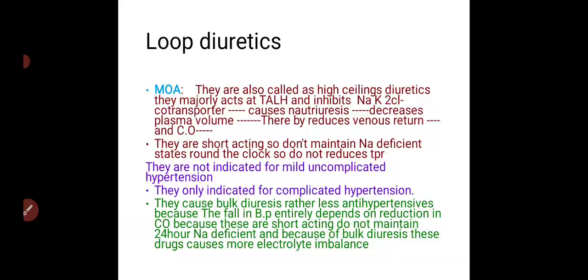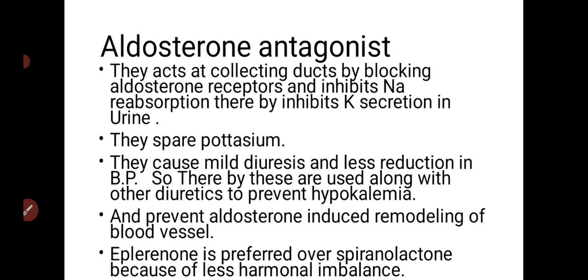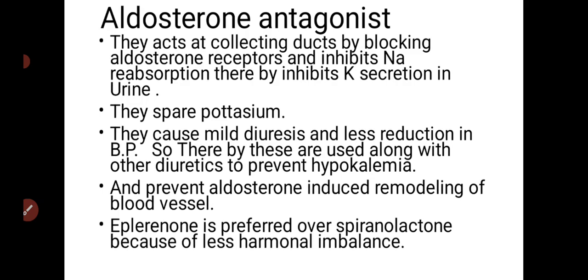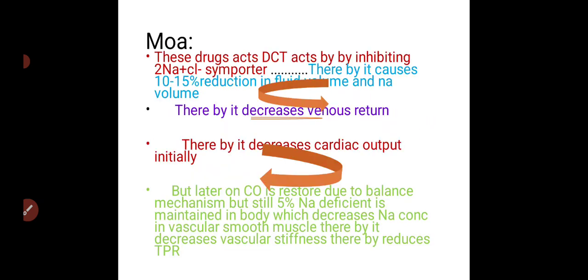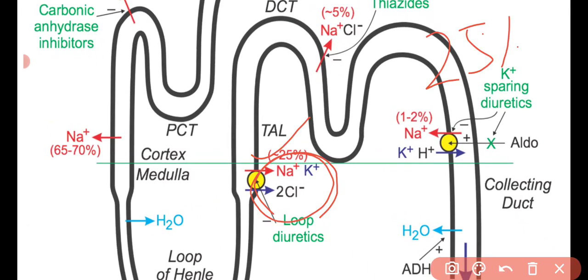Another category of diuretics is the aldosterone antagonists. How do the aldosterone antagonists act? They are spironolactone and eplerenone, and they act at the collecting ducts. They act by binding to the aldosterone receptors in the distal convoluted tubule.